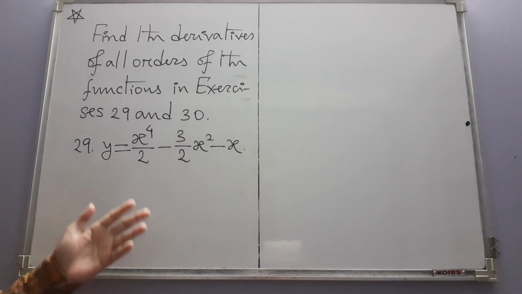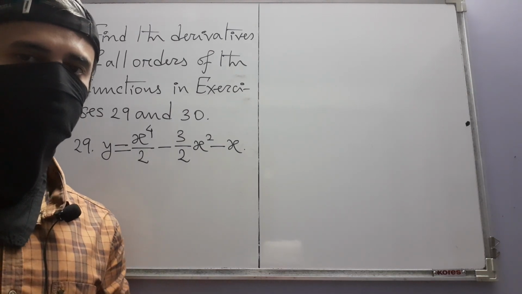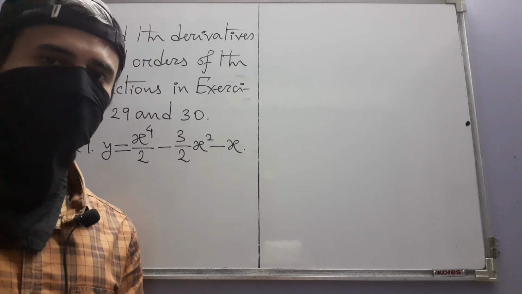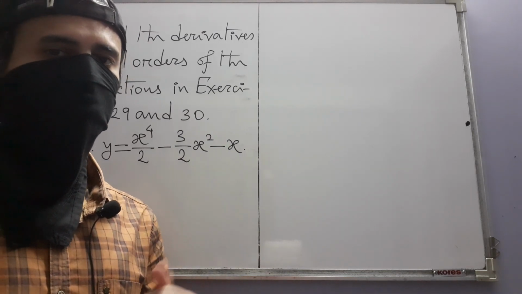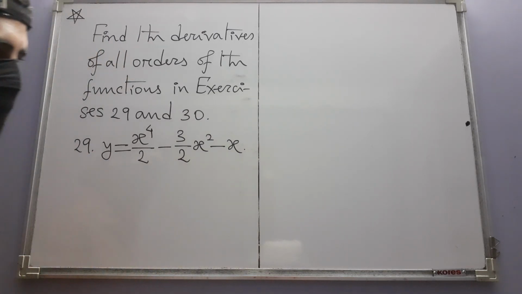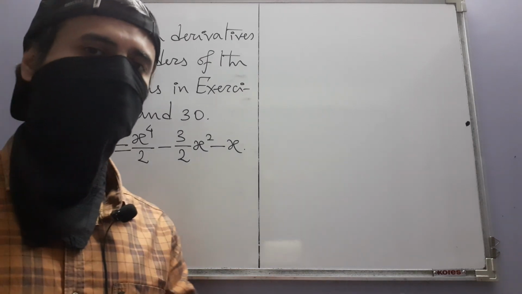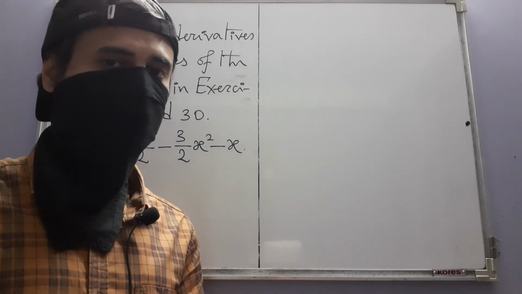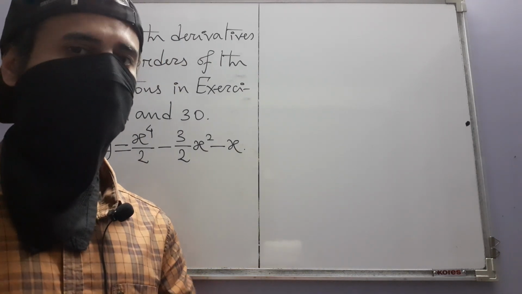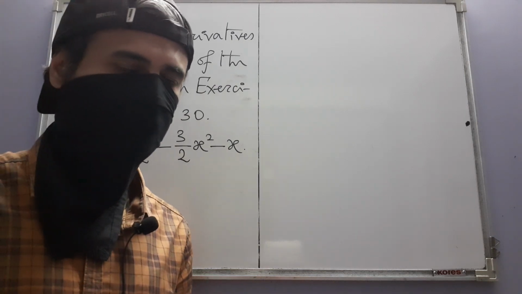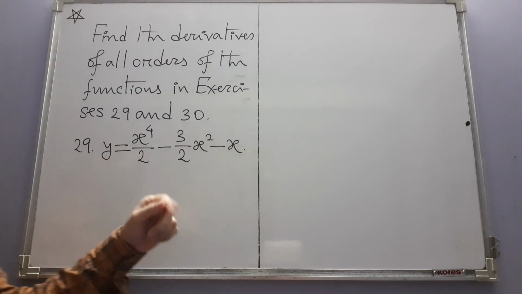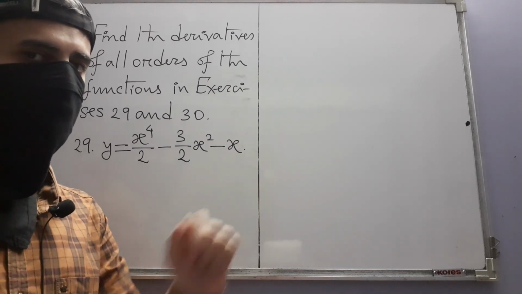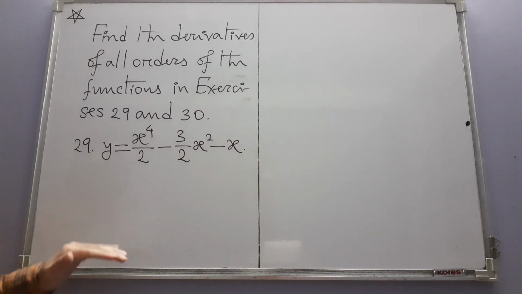Okay, so in these next two exercises, we have to find derivatives of the given functions but of all orders. Now this may sound impossible at first, because how many times can you keep on differentiating a function? Of all orders means of 100th order, 1000th order, we will see. So this 29th one, and after that we have 30 also. For that one also we have to do a similar thing.